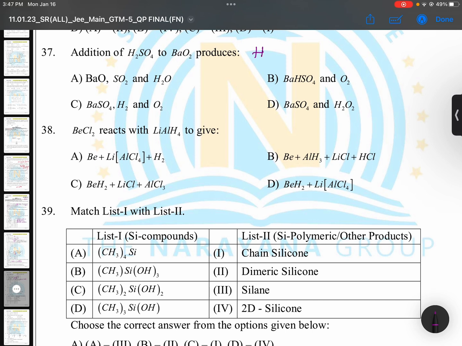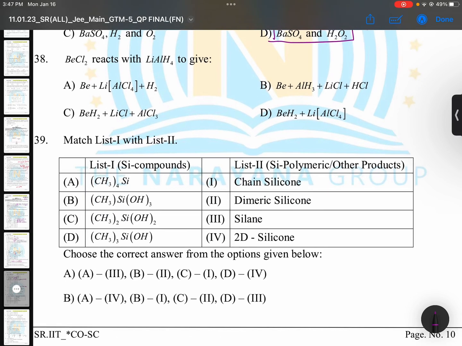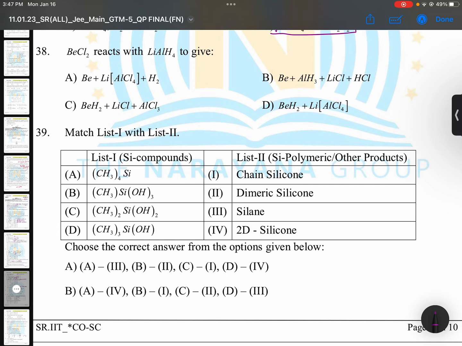2 seconds questions. Don't waste time here. HTSO4 plus BaO2 gives BaSO4 plus H2O2. Two seconds questions. BeCl2 with lithium aluminum hydride. It's a good reducing agent. So it's the preparation of beryllium hydride. 2BeCl2 plus lithium aluminum hydride gives 2BeH2 plus LiCl plus AlCl3.